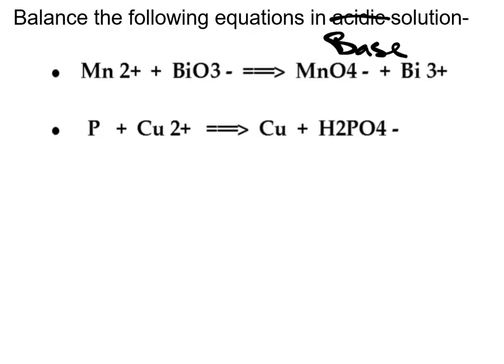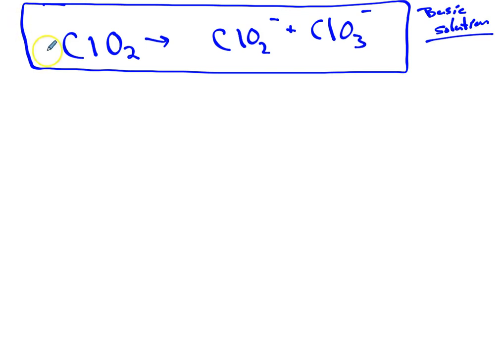Now, I'm sure I have one. Oh, well, it's the same thing. All right. So ClO2 goes to ClO2 minus plus ClO3 minus in a basic solution. This one's tricky. All right, it's the last one left, so you got it. Chlorine's going to be oxidized and reduced in this same problem. Yeah, it's not as awful as it looks, but yes, it's tricky.